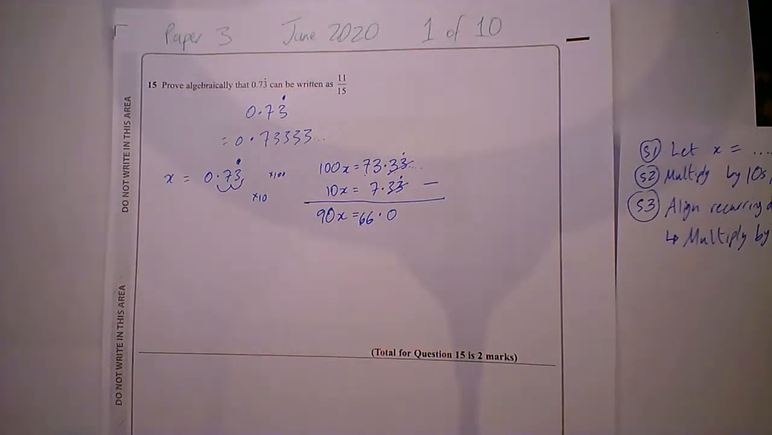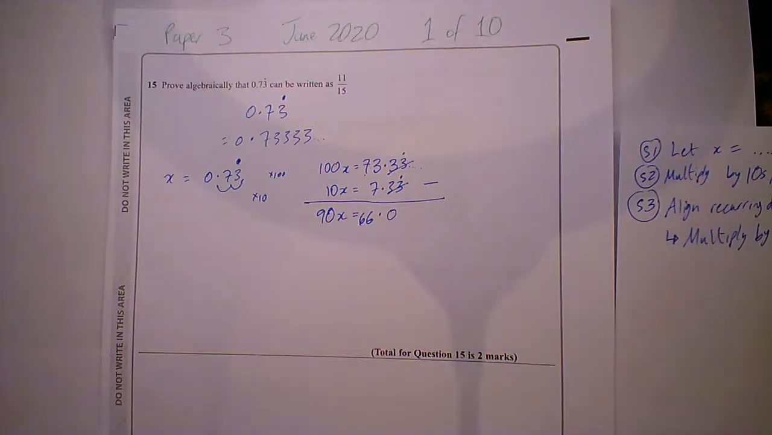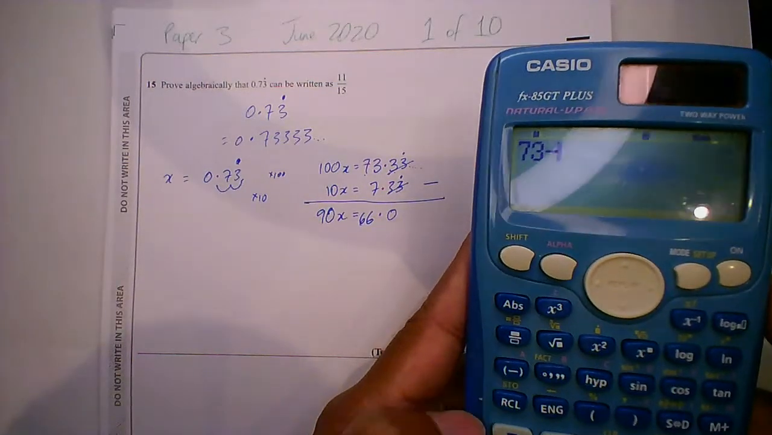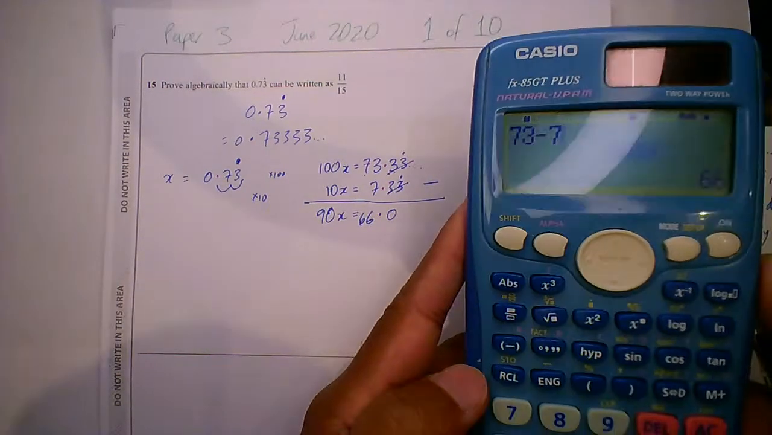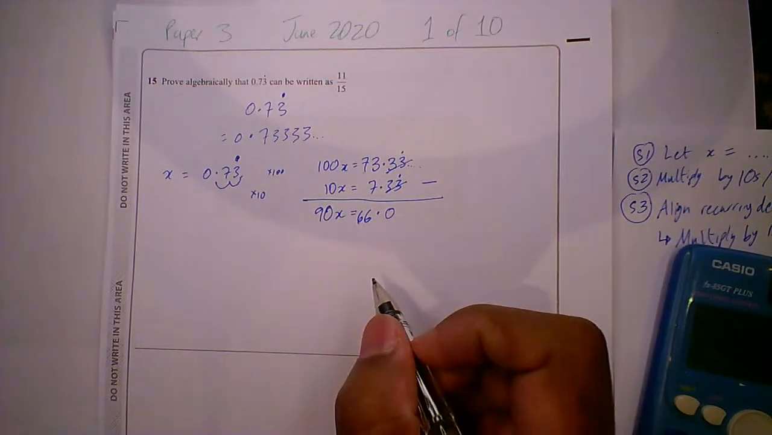So I've got, excuse my daughter in the background. I've got 73 take away 7. Let me just deal with my daughter. Oops, give me a second. Oopsie daisy. My daughter's not feeling it better. So here we are.